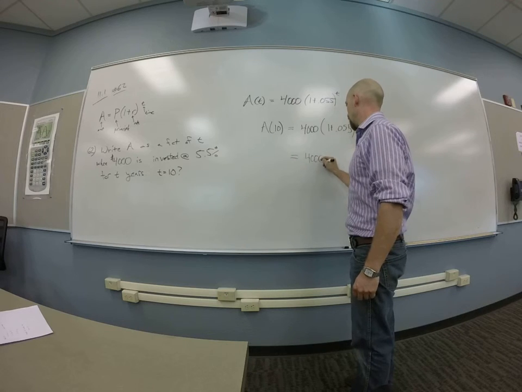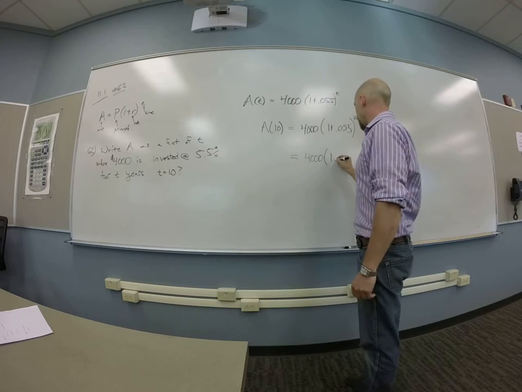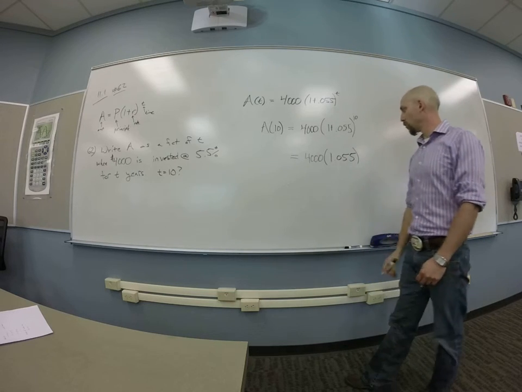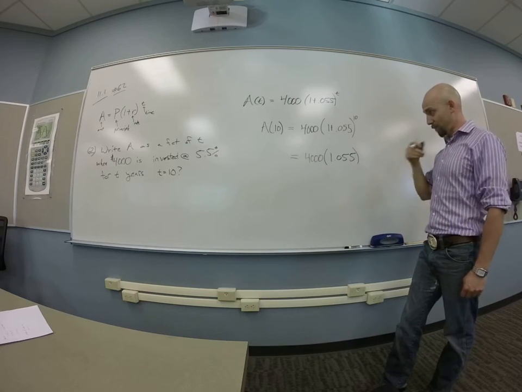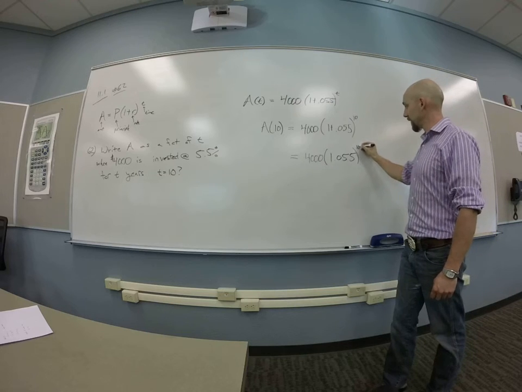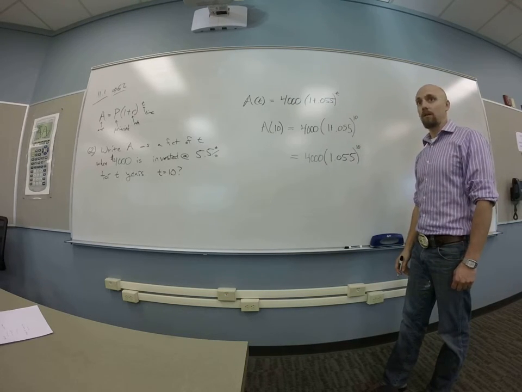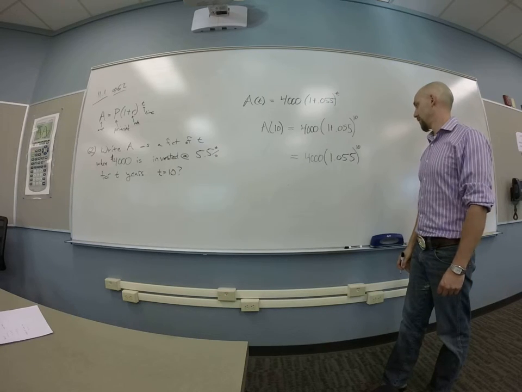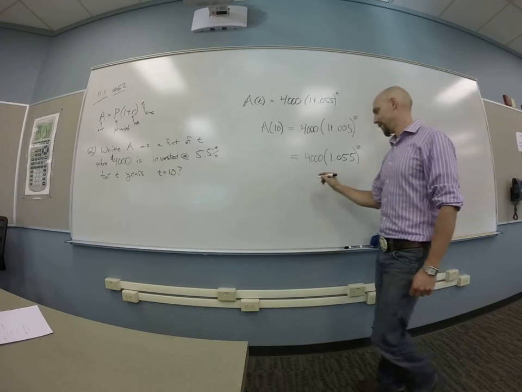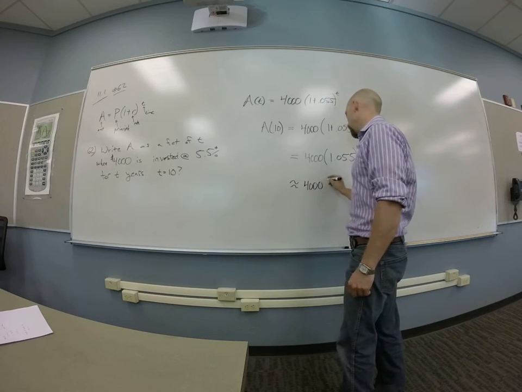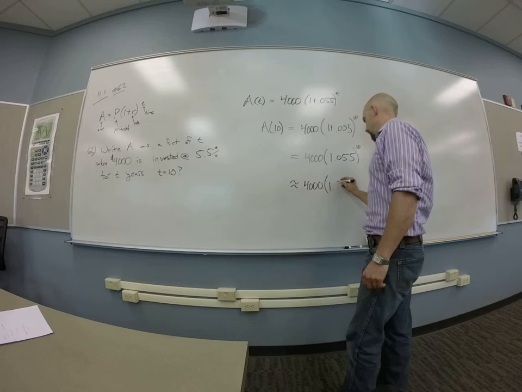Hopefully you have a calculator. Yeah, I really hope I have a calculator. So I've got 4,000 times 1.055 to the 10. Should come to 1.70814, approximately. Okay, so there's approximately 4,000 times what? 1.70814.